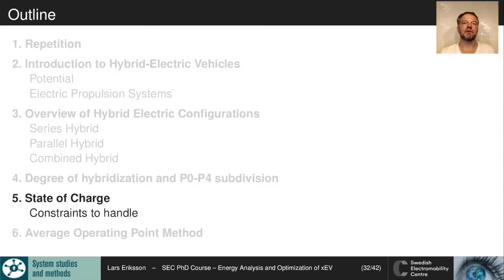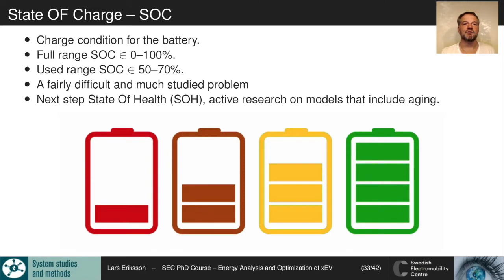The next thing we will go into is the battery and look at the state of charge, and also cover some constraints that you will need to handle in the hand-in assignments that you are about to solve. So the state of charge, for us with cellular phones, we are pretty well aware what the state of charge is and that we need to charge it when it gets depleted, etc. The full range is 0 to 100%, but in many hybrid electric vehicles a much smaller range is used.